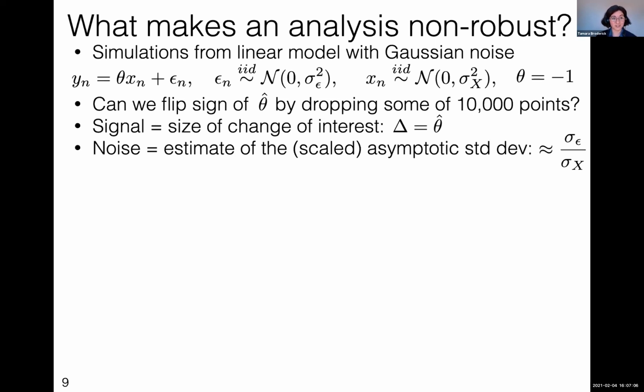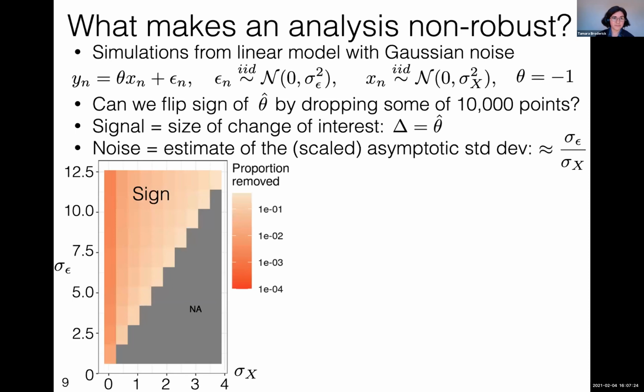Similarly, if the signal increased, if theta increased, we would expect this to be a pretty stable problem. So roughly, this becomes a more stable problem as signal to noise increases, and a less stable problem as signal to noise decreases. Let's see this in action.